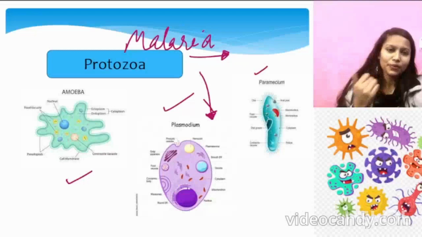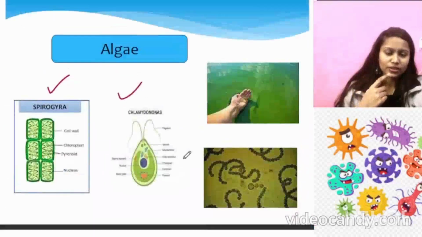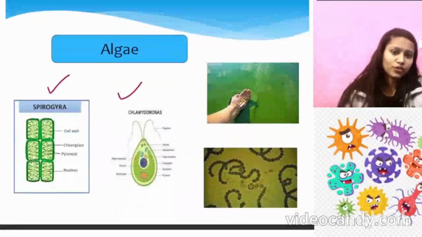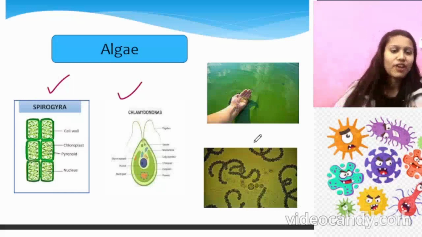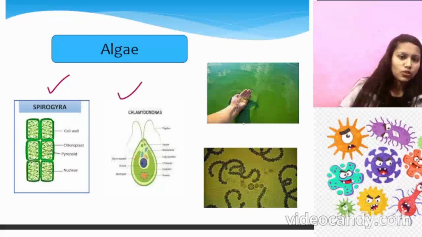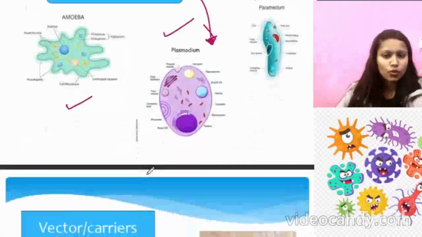One important point in algae is that algae contain chlorophyll. If you take a sample of this green color sticky substance and put it on a microscope slide, you will be able to observe it and find that it actually looks like this. So algae contain chlorophyll, that's why it is green in color.